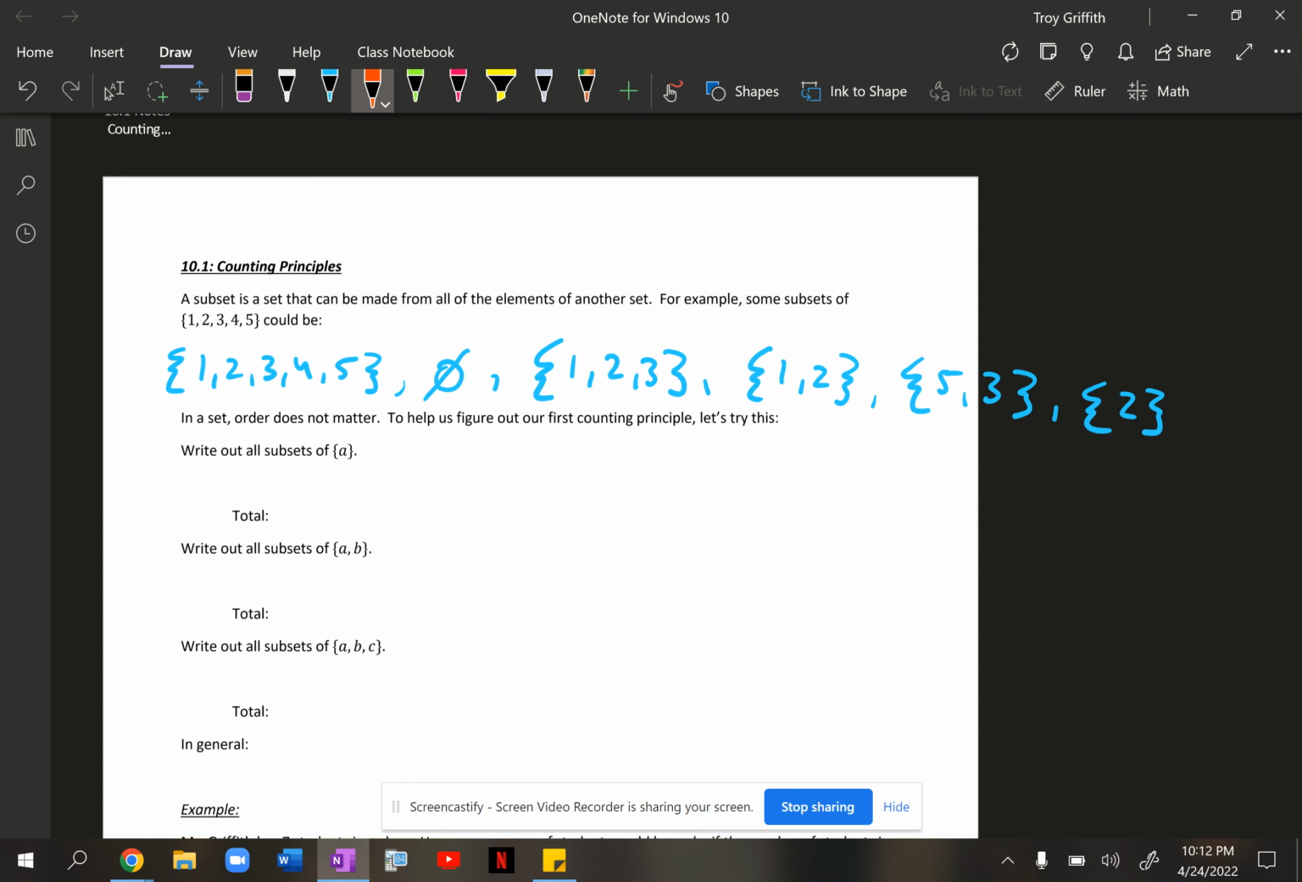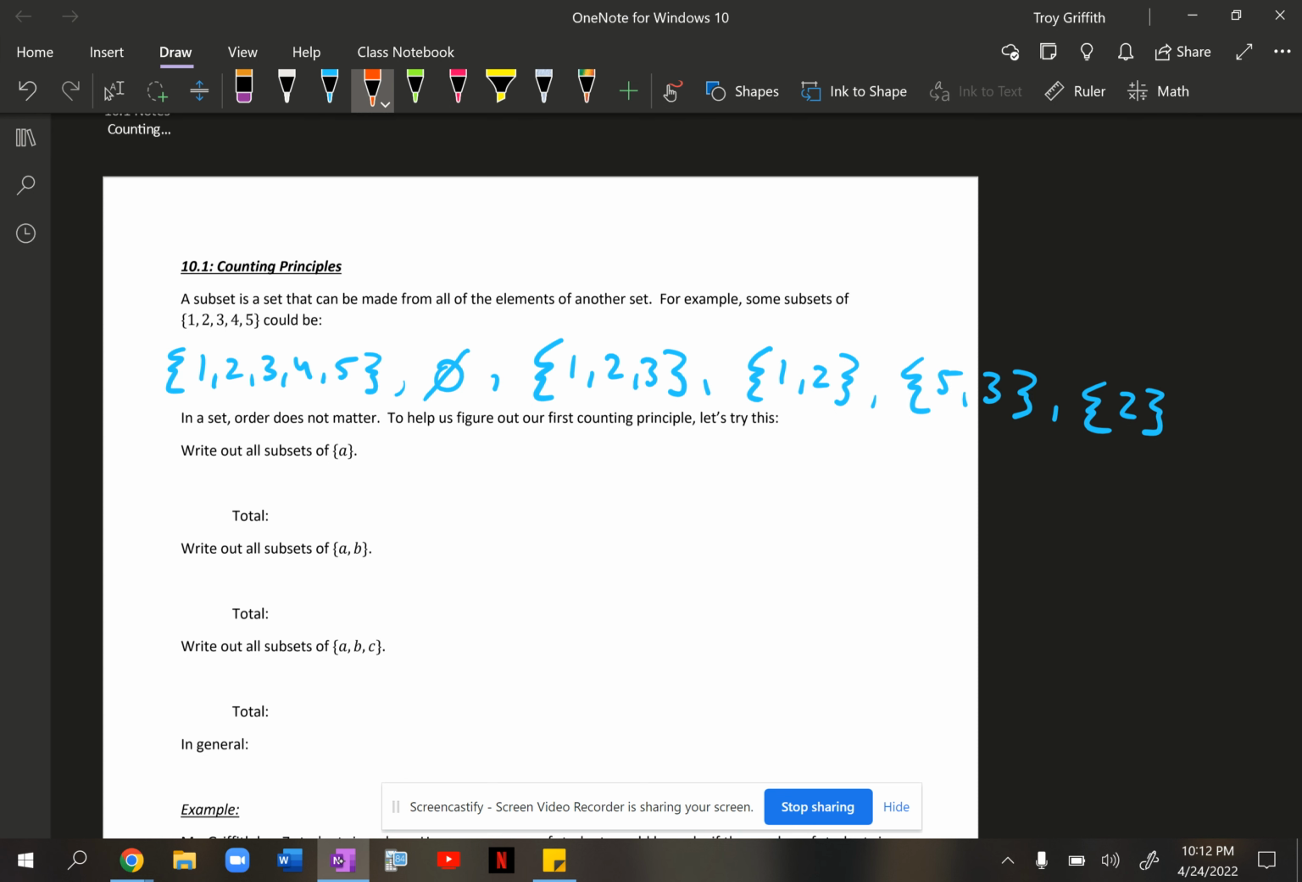One thing to keep in mind, I just said this a second ago, is that in a set, the order does not matter. So in other words, there's no difference between 5, 3 and 3, 5. These mean the same thing. All it matters is what's in the set, not the order that it appears in the set. So to help us figure out our first counting principle, let's try this.